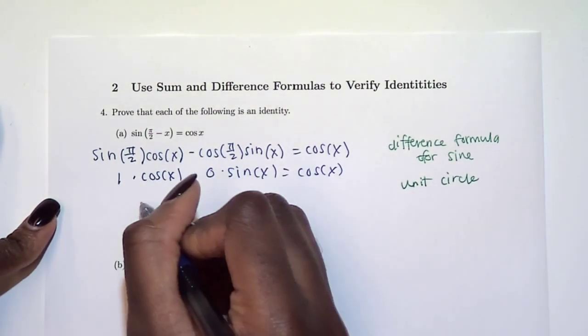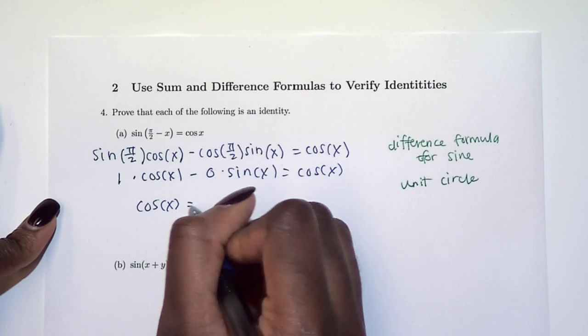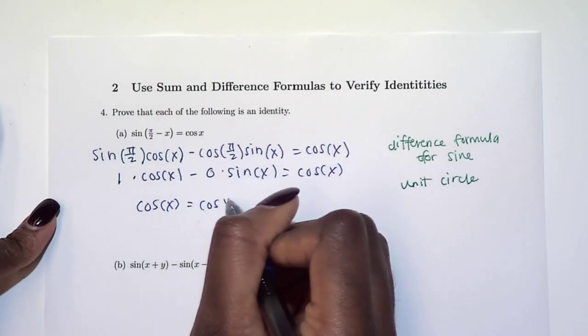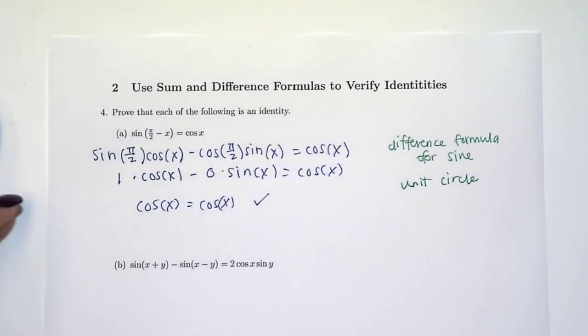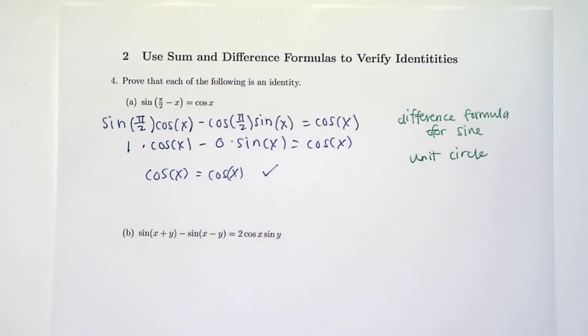So what's left? Cosine of x equals cosine of x. Done. We verified this identity. So this is true. Let's look at the next one.